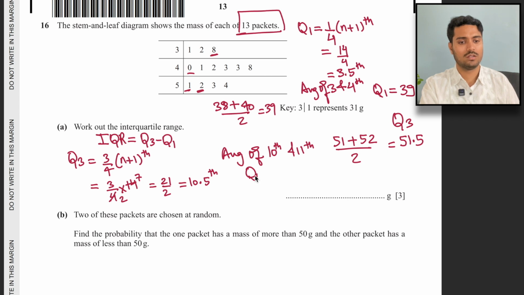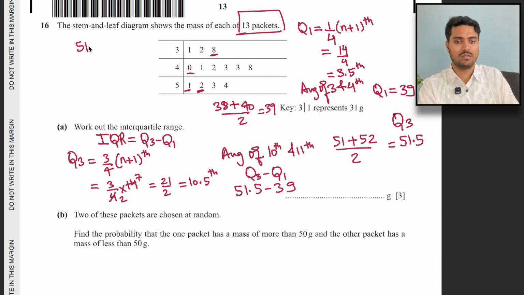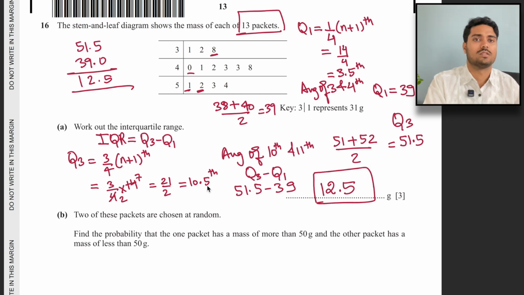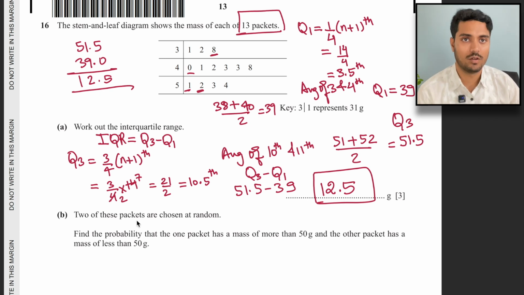So Q3 minus Q1 will be equal to 51.5 minus 39. So let's check, 51.5 minus 39.0. So this is 5. 9 minus 11 is going to be 2, and then 4 minus 3 is going to be 1. Answer is 12.5. Answer is 12.5 grams. This is the final answer. Let's check part B now.